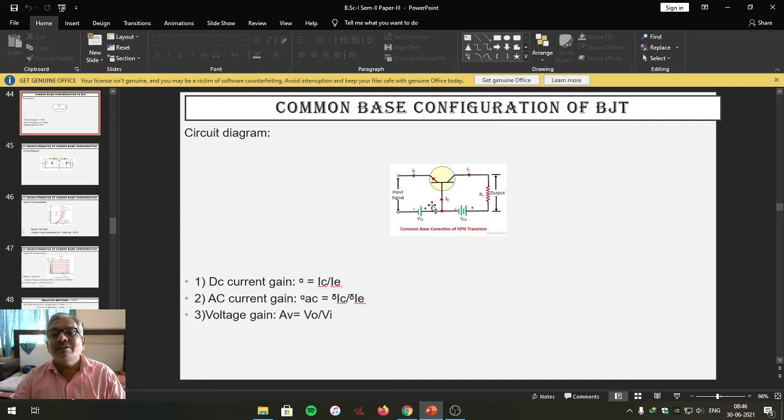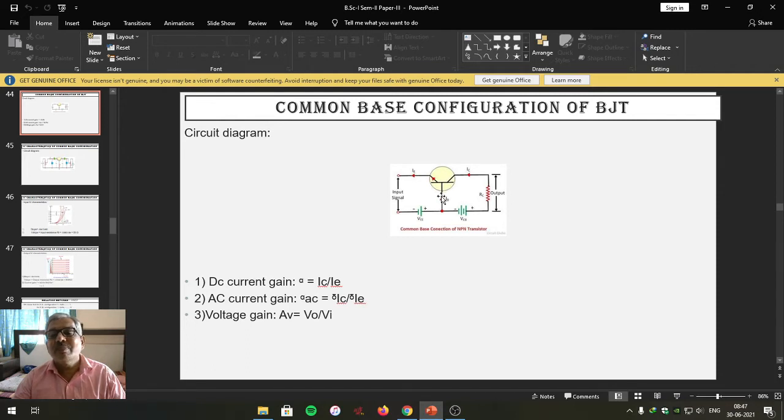Another aspect is that input signal is applied between emitter and base, whereas output is taken across collector and that of base. In both input and output, base is again common. So that is the reason why we can call the configuration a common base configuration.